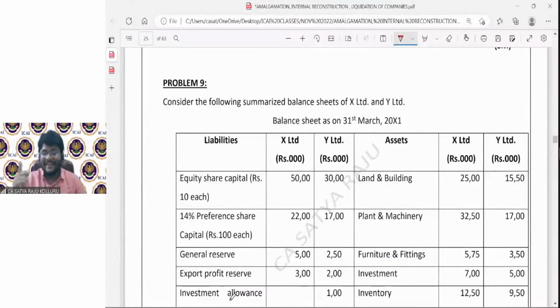Yeah, sorry. External reconstruction. I wrongly used the word internal reconstruction. I'm so sorry, ma'am. Our next chapter is internal reconstruction, so that's why the word internal reconstruction was stored in my mind. Sorry.